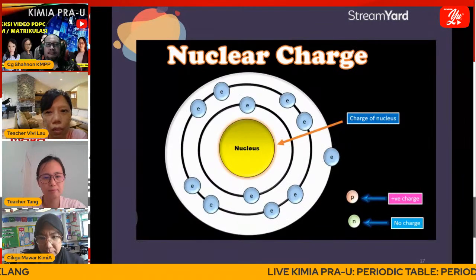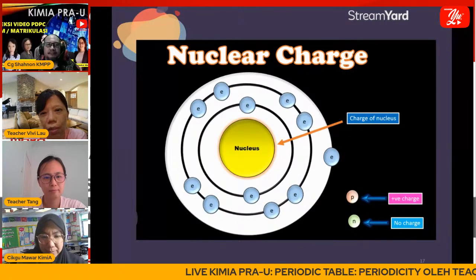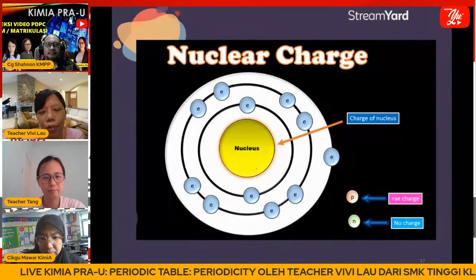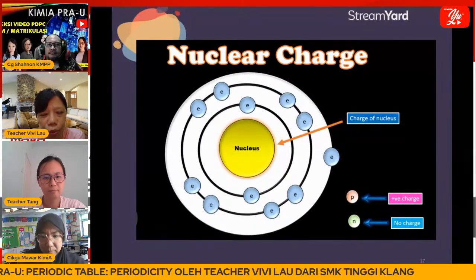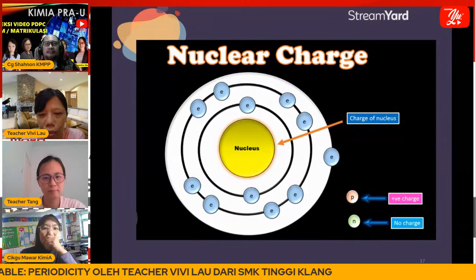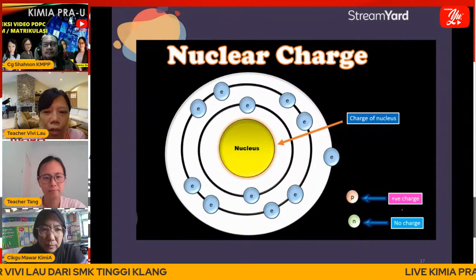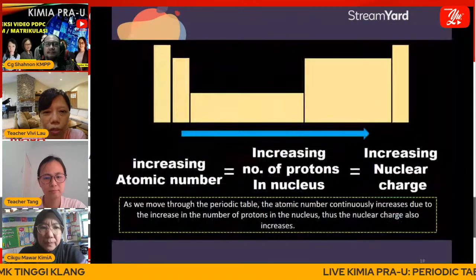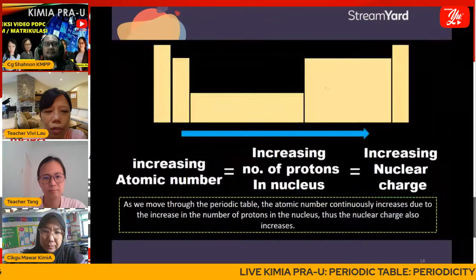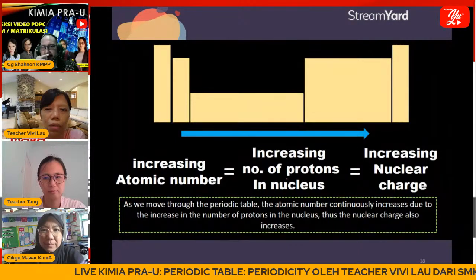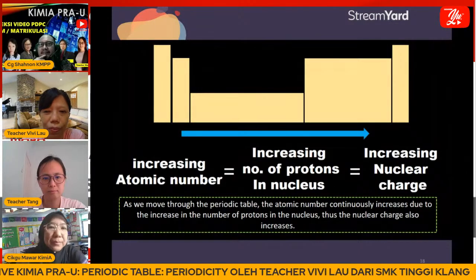So you look at this picture. Nuclear charge is the charge of the nucleus, the proton number. The proton has positive charge. In the nucleus we also have neutrons, but neutrons do not have charge. So across the period, the proton number or atomic number increases, and the nuclear charge increases also.